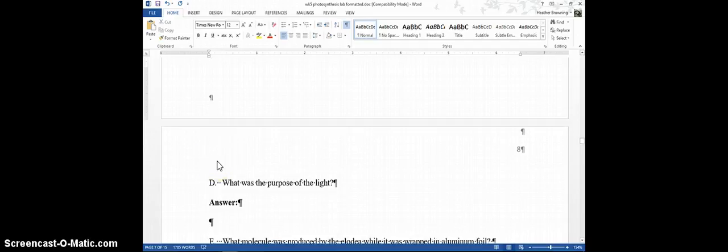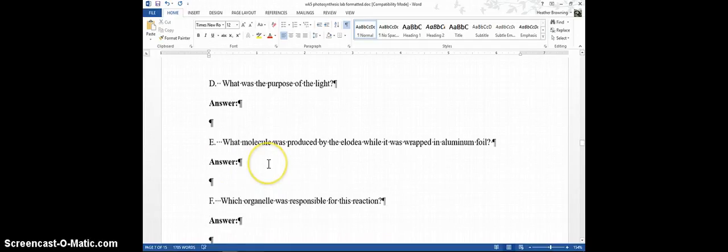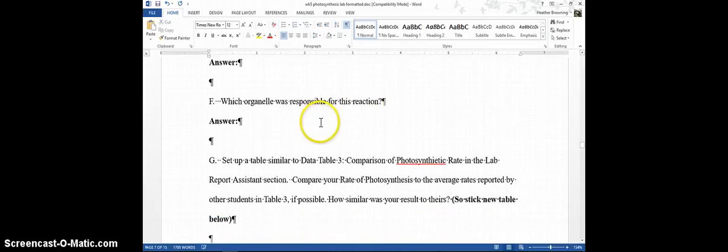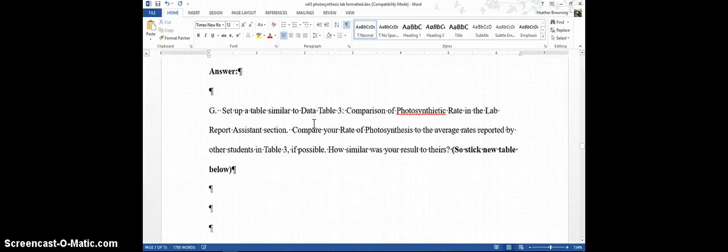Then, what was the purpose of the light? What does light have to do with anything? What molecule was produced by the Elodea, we're calling it Elodea, while it was wrapped in aluminum foil? So now we're down to 1 reaction. What reaction are we still doing? Which organelle was responsible for that reaction?